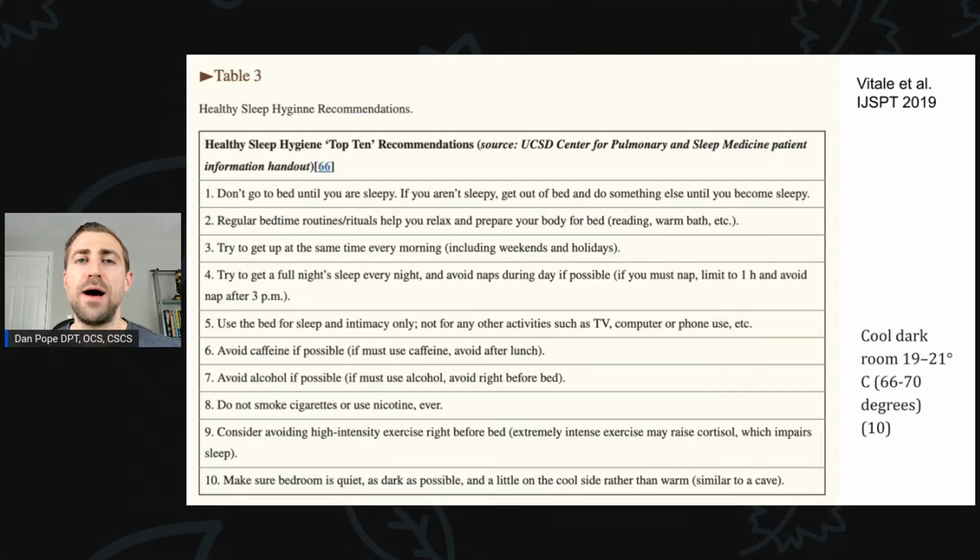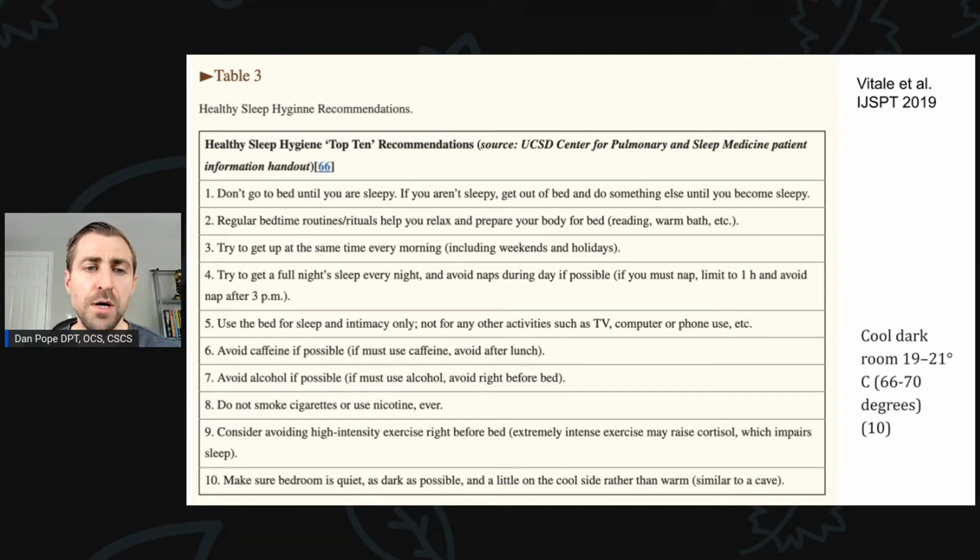So here are some sleep hygiene recommendations. Now, these are taken from Vitale et al., in 2019. They're also from the UCSD Center for Pulmonary and Sleep Medicine patient information handout. So this is an evidence-based tool, all right? Want to make sure that you're giving patients evidence-based tools whenever you can. So I'm going to read these out to you.